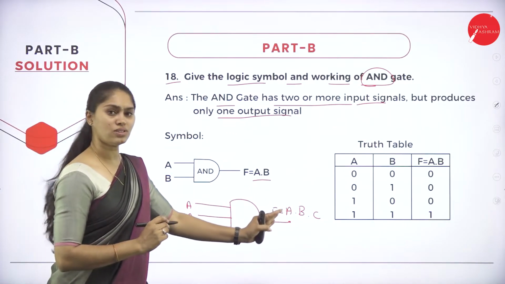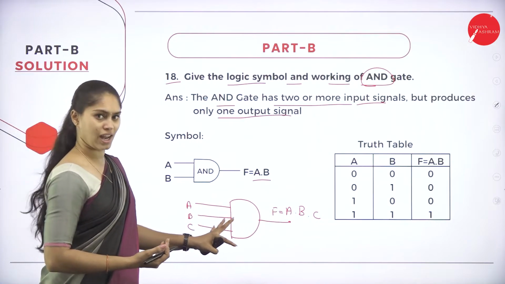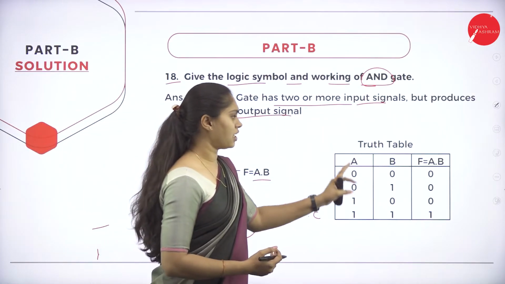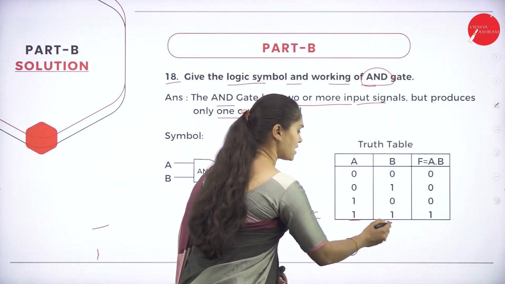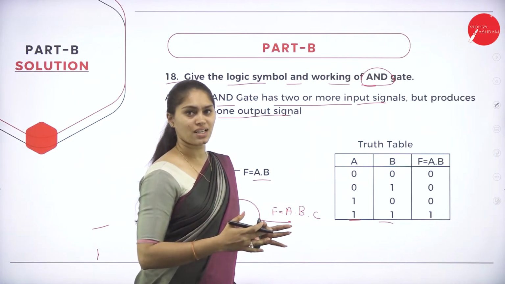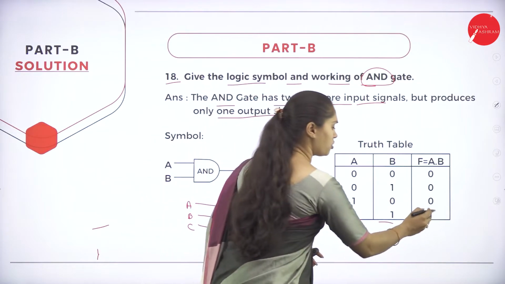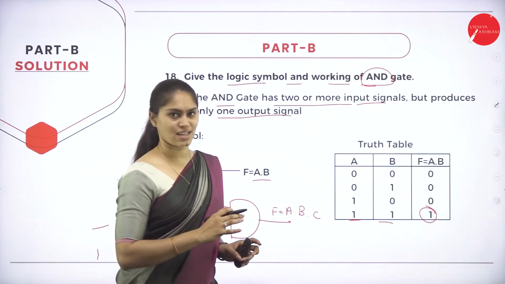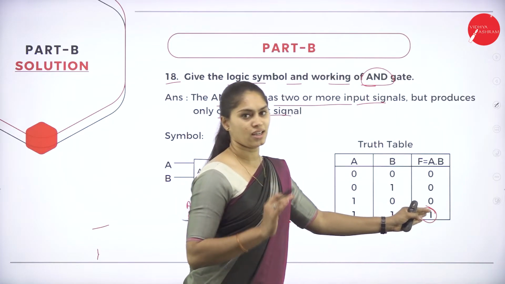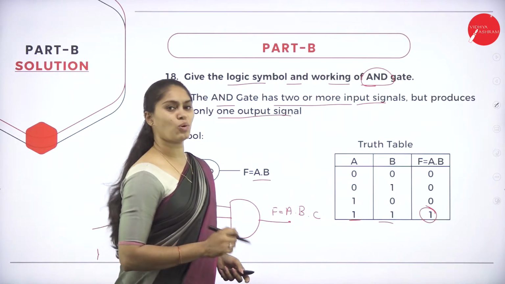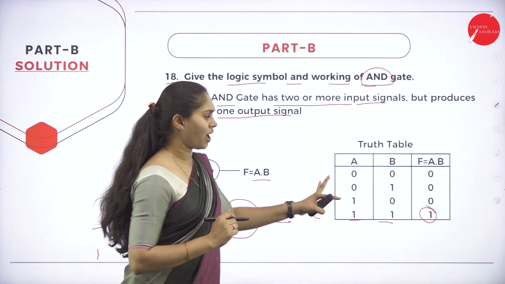So this is how the 3 input AND gate will look like. For that we have to write the truth table. What did I tell? If all the input signals are high, then only it is going to produce a high signal as a result. If any one of the signals is low, then the resultant will be low itself. That is related to the AND gate. This is what you have to write.